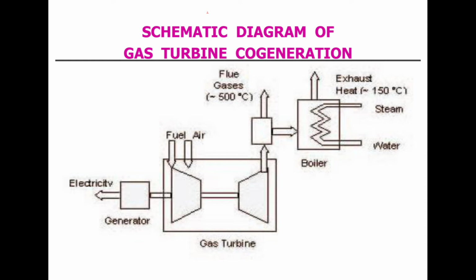Generally, fuel and air are supplied into the gas turbine, and the exit of the gas turbine provides flue gases at 500 degrees Celsius. Because of the gas turbine, the generator is able to generate electricity, and the exhaust flue gas is also used to generate steam through the boiler, so this is a cogeneration with a gas turbine system.